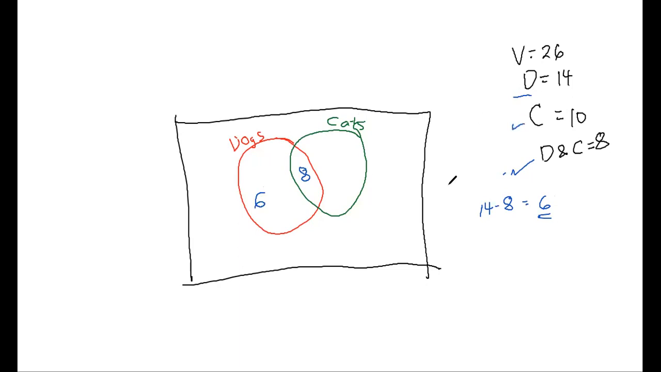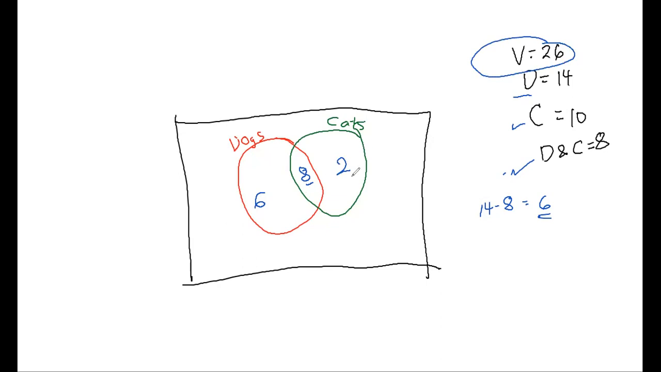Next, how about for cats? There are 10 who have cats. And if you check the circle for cats, there's already 8. So that becomes 10 minus 8. We have 2. Now remember, there are 26 clients of a veterinarian.